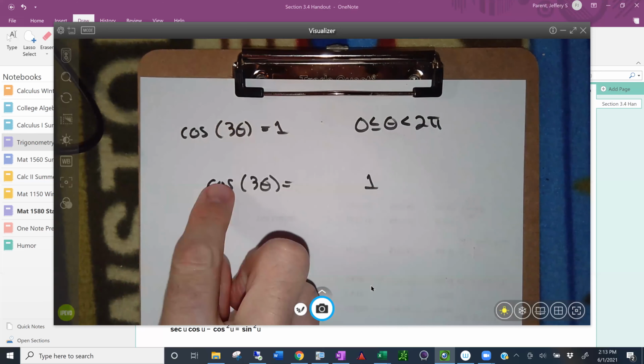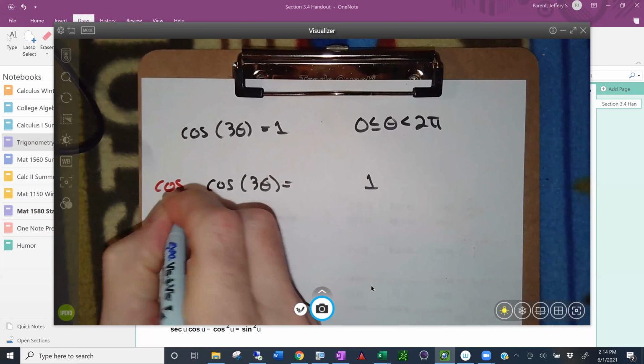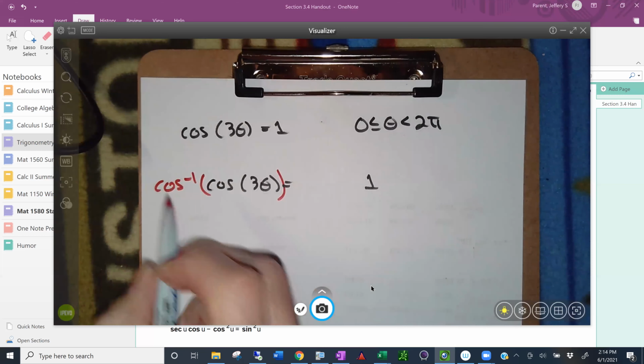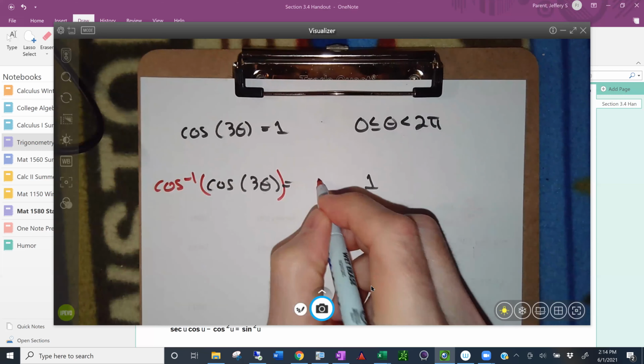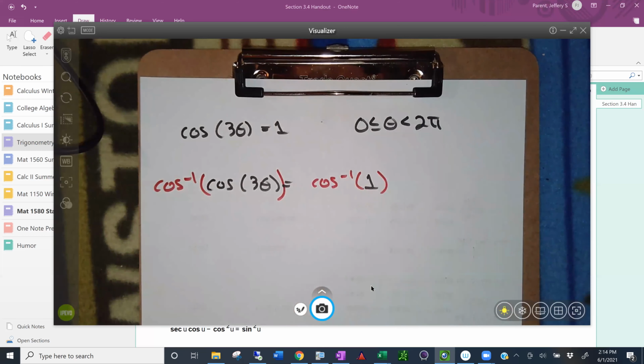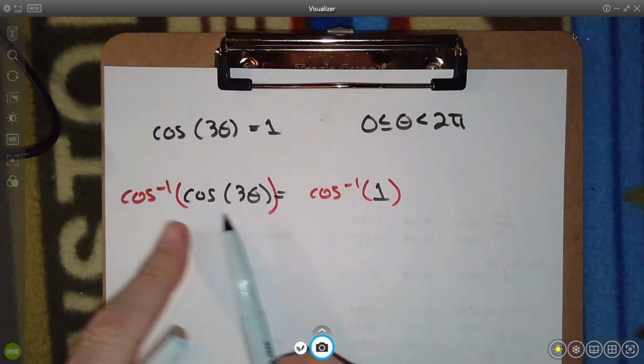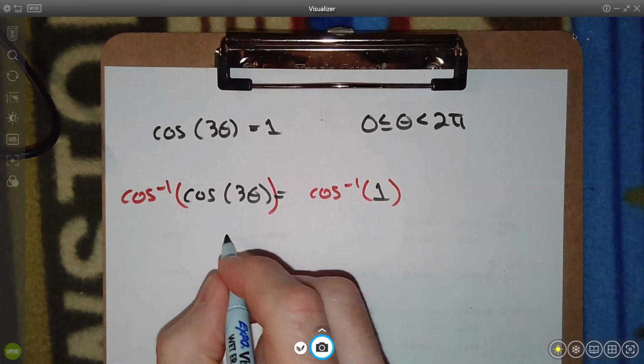If I wanted to get rid of this cosine, I've got to undo that. And what undoes this is the cosine inverse. So I'll take the cosine inverse on the left-hand side, and I better do the same thing on the right-hand side. The nice thing is that on the left-hand side, cosine and cosine inverse cancel each other out. I'm just left with 3 theta.